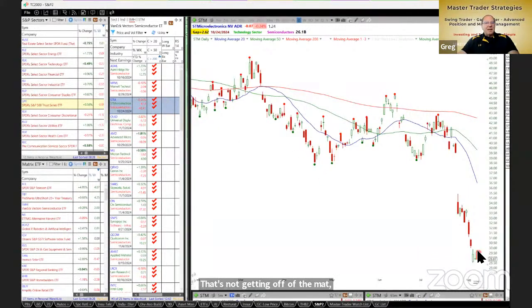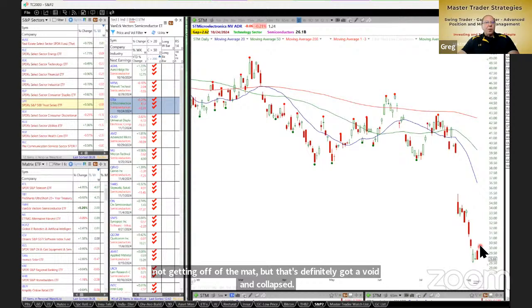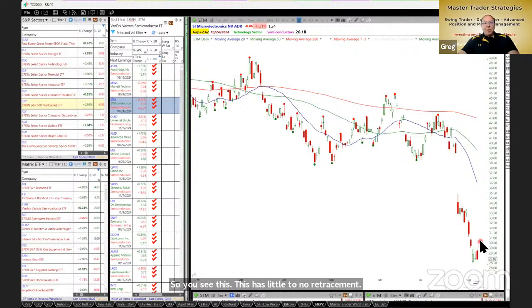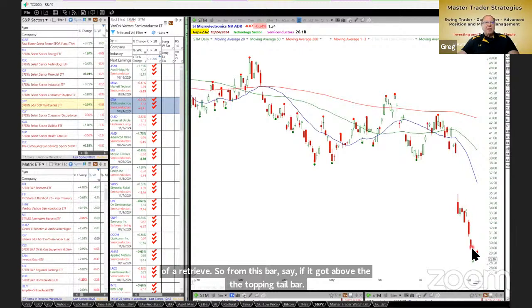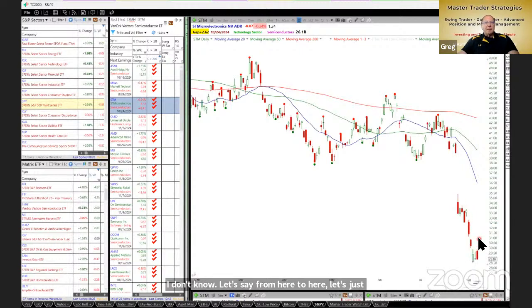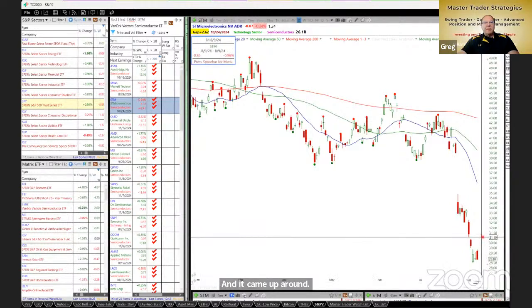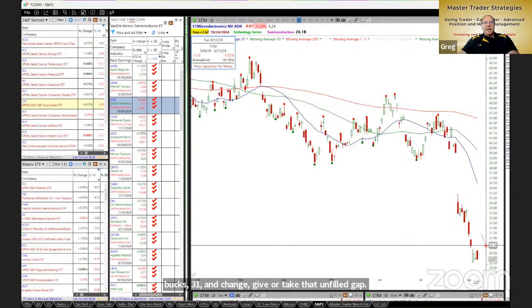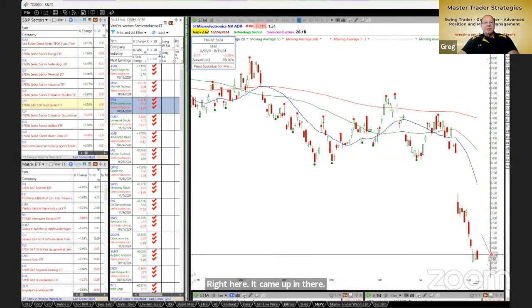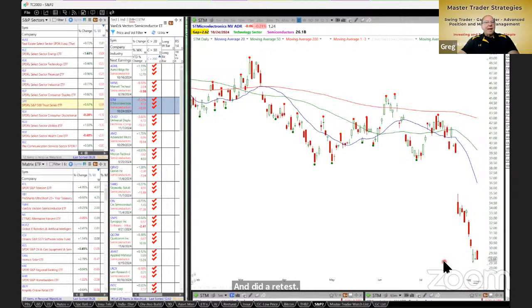So you see, this has little to no retracement. We want to see somewhat of a retracement. So from this bar, say if it had gotten above the topping tail bar and retraced up, let's say from here to here, around 40%, and it came up around $31, 31 and change, give or take, that unfilled gap right here. It came up in there and then came down and did a retest and a turn. So we're not going to get these tomorrow. We're not going to get them Friday. We're going to get them sometime next week.